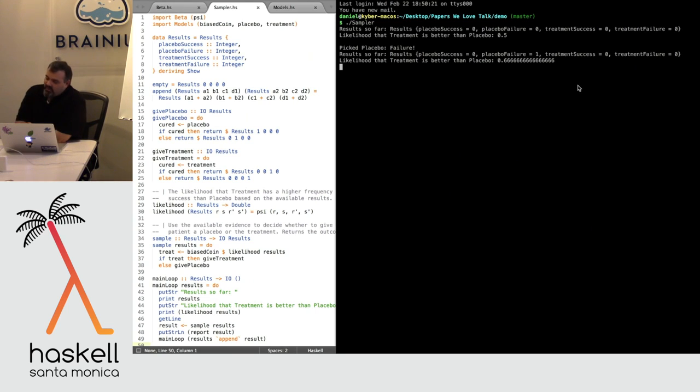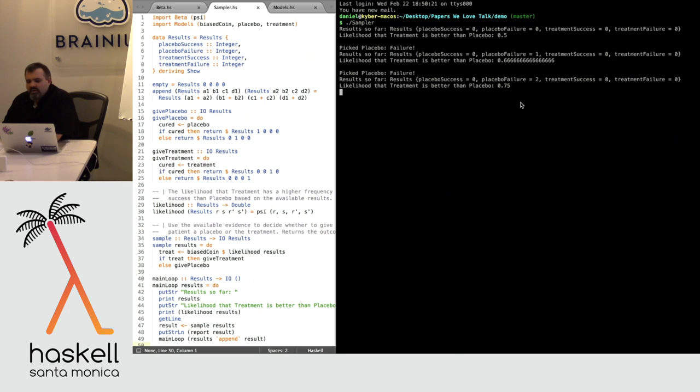Why? Because the placebo failed. Also, look at this giant jump. It jumped 16 points. So it's kind of a lot. Let's treat the next patient. Gave him a placebo. We were more likely to give them the treatment, but we're still a certain amount likely to give them the placebo. And it failed, so the treatment's looking better and better and better. Pick the treatment. That was what was most likely.